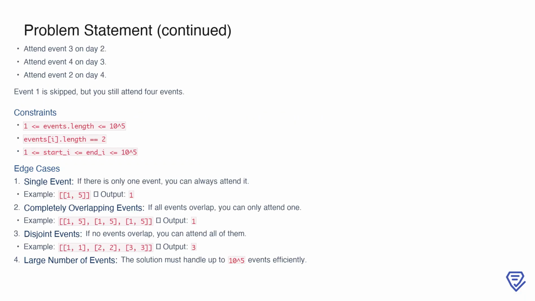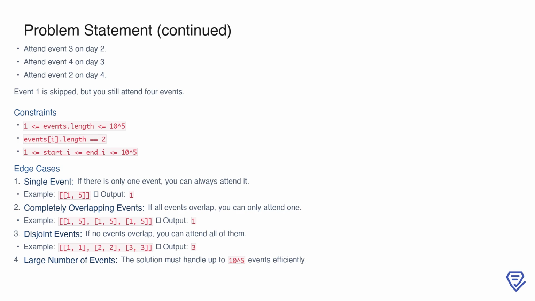In the third example, the input is [1,4], [4,4], [2,2], [3,4], [1,1]. To maximize attendance here, you start by attending event 5 on day 1, event 3 on day 2, event 4 on day 3, and event 2 on day 4. Event 1 is skipped, but you still manage to attend 4 events.